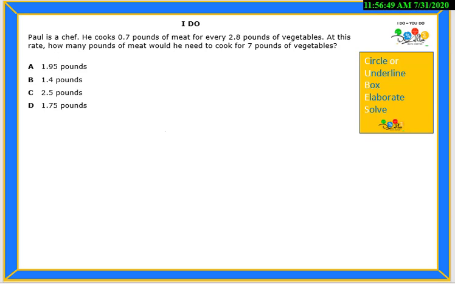Today's I Do You Do lesson, we will be working with ratios. Predict and compare two quantities. Let's start by reading the I Do problem.